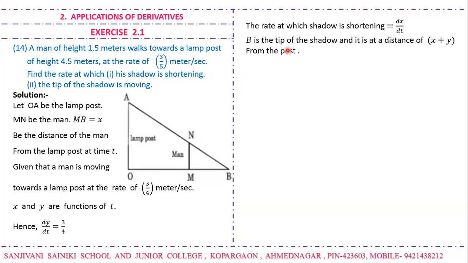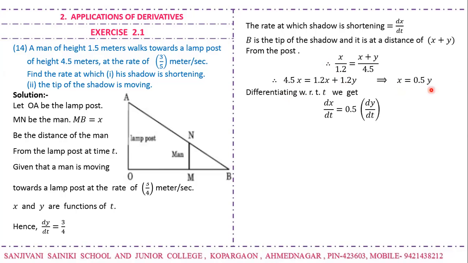And the B is the tip of the shadow and is at a distance of x plus y from the lamppost. So again you will use the same result, x upon 1.2. This x upon height of the man, which is 1.2, is equal to x plus y upon height of the lamppost, that is 4.5. So cross multiplying we get x is equal to 0.5 y.